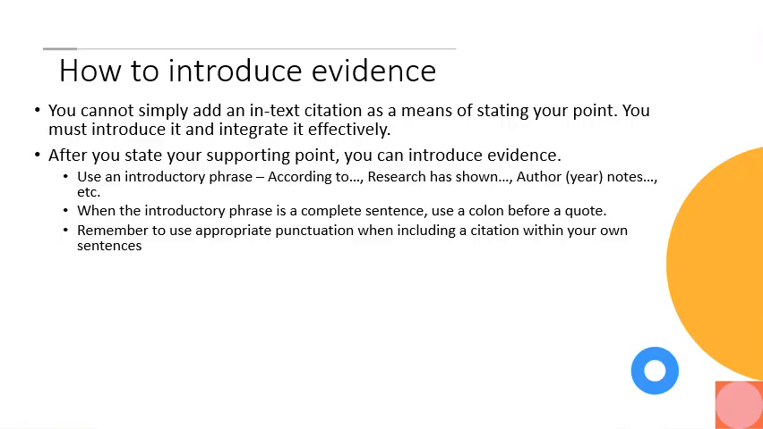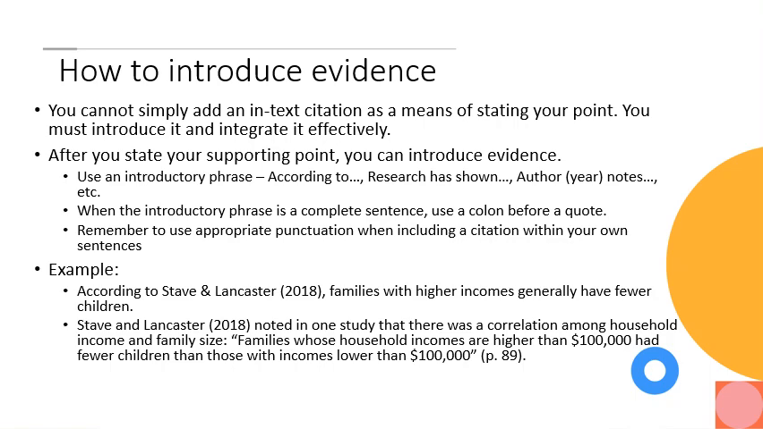You could also introduce your citation as a paraphrase using the introductory phrases above. And make sure that you're using appropriate punctuation. So here we can see some examples of what those in-text citations might look like. The first is a paraphrase. So we have the author's name and the year. We do not have a page number. But the second, we have a direct quote, so we do have a page number.